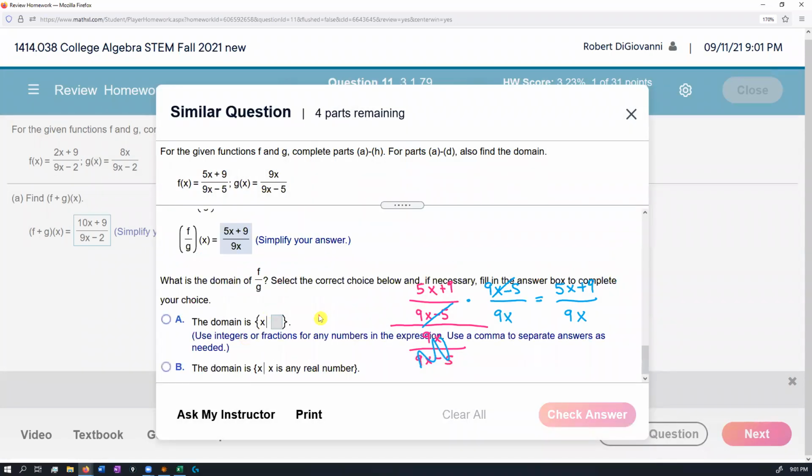Okay, now domain, we have to be careful. We have to look at it before we did any of this canceling. So on the bottom, we still have the 9x minus 5s, and we have a 9x. So we know that x cannot be 5/9. But we also have that x cannot be 0, because if x is 0, then this would be 0, and that would be division by 0.